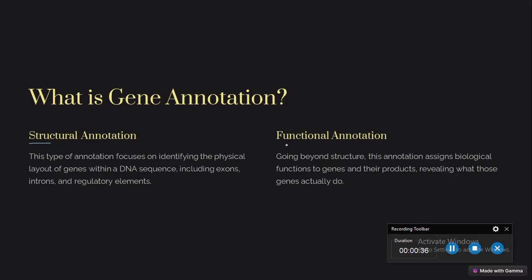Structural annotation focuses on identifying the physical layout of a gene within the DNA sequence, including where the exons, introns, and regulatory elements are. Functional annotation goes beyond the structure. It assigns the biological function of the gene and of the products of this gene, revealing what those genes actually do in our body.